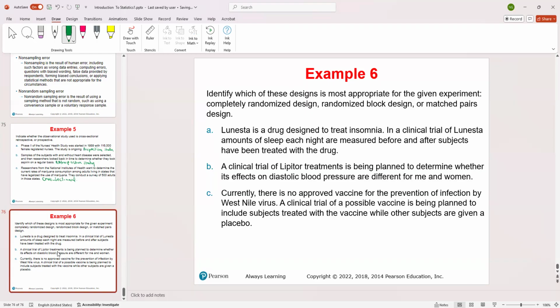Lunesta is a drug designed to treat insomnia. In a clinical trial of Lunesta, amounts of sleep each night are measured before and after subjects have been treated with the drug. All right? So is it a completely randomized design, randomized block design, or matched pair design? Let's see the definitions.